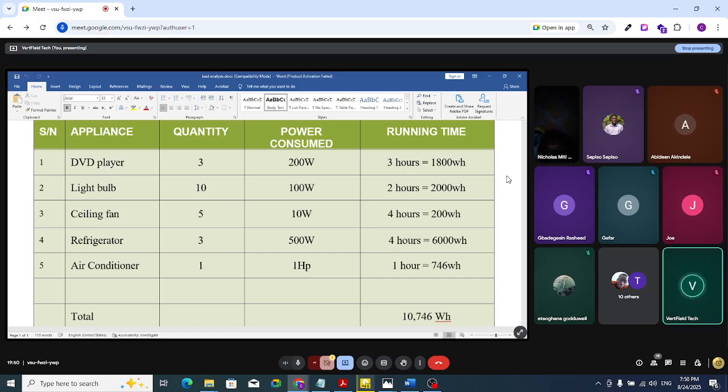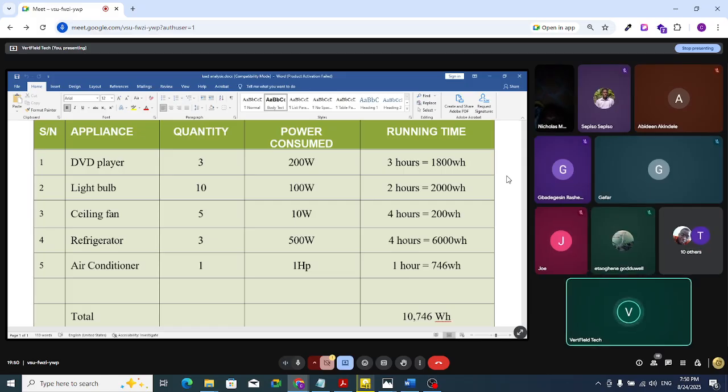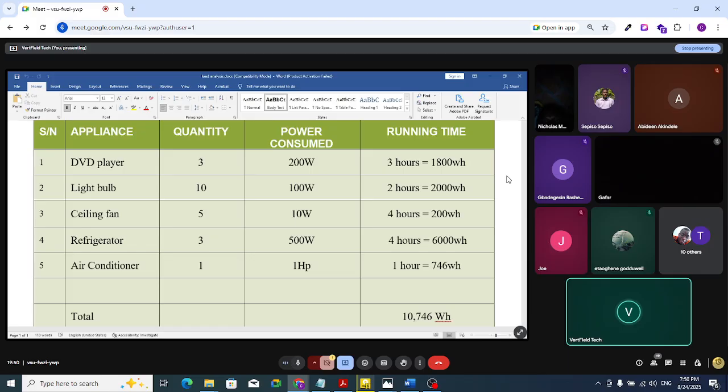The only difference with the hybrid system is that the solar panels are connected directly to the inverters. They don't make use of charge controllers. That's the only difference there. Oh, okay, sir. Understood, sir.